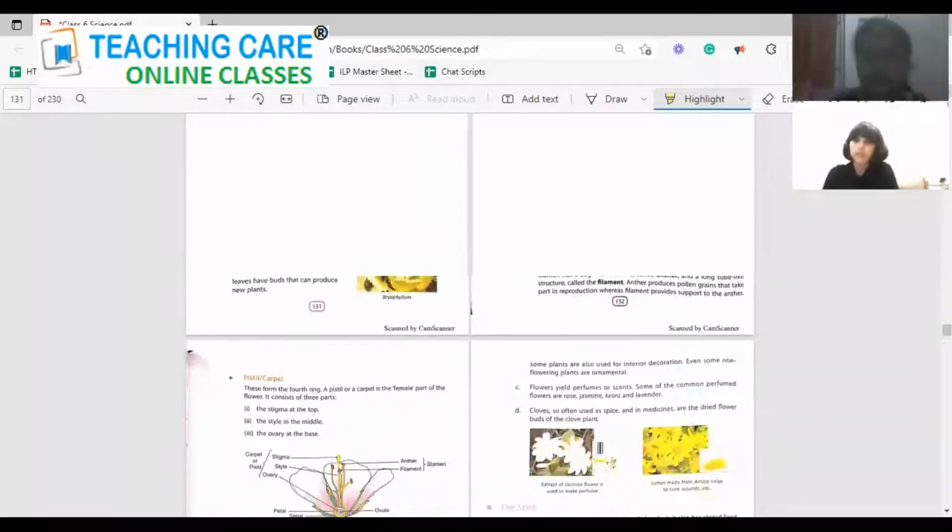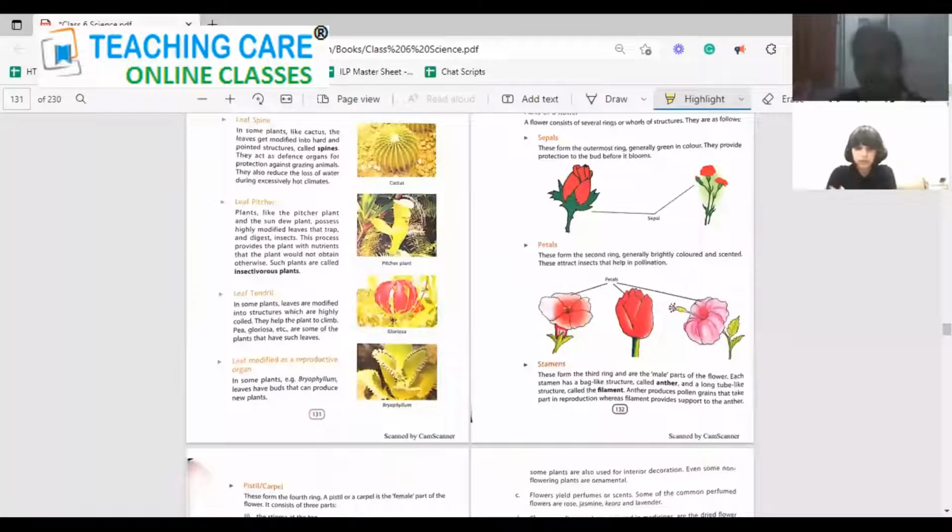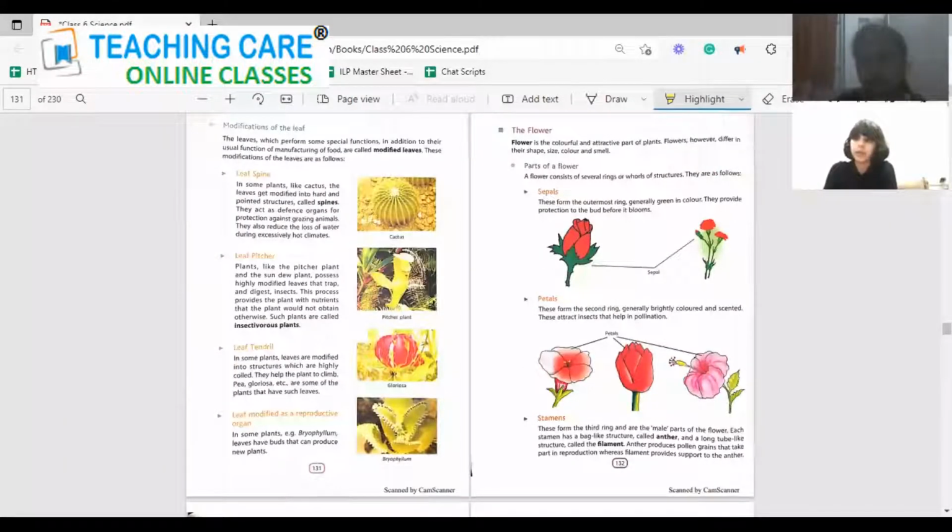So we'll complete this one, the flowers. We saw root. What are the two main systems in the root? Ma'am, taproot and fibrous root. Now we know how the roots are modified. Then we saw the stem. Then what are the functions of the stem? How the stems are modified. Then we saw the leaf, how the leaves are modified. How is the structure of the leaf?